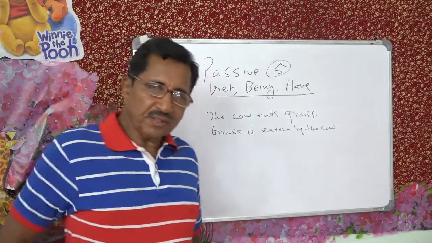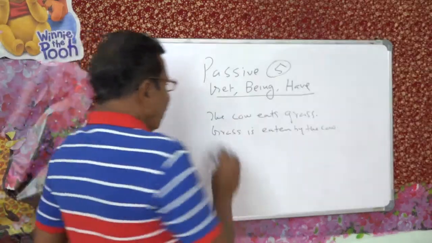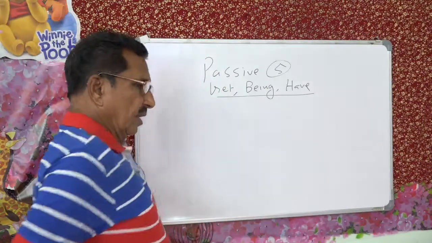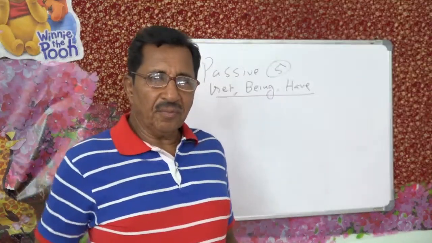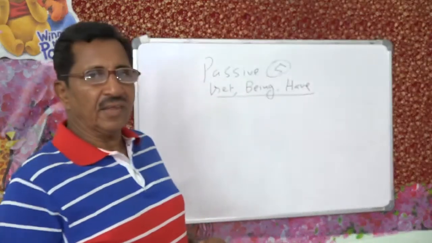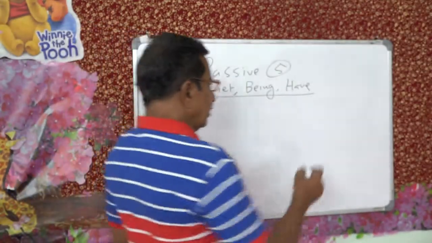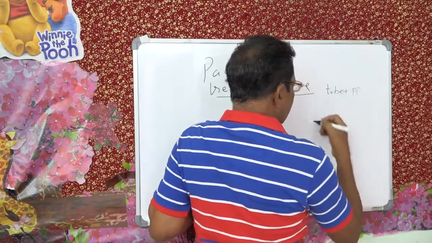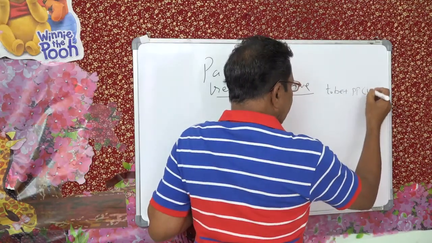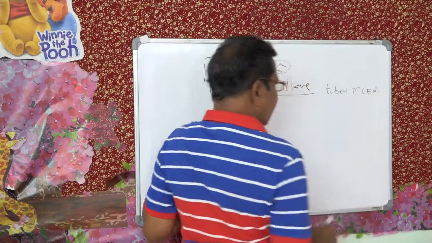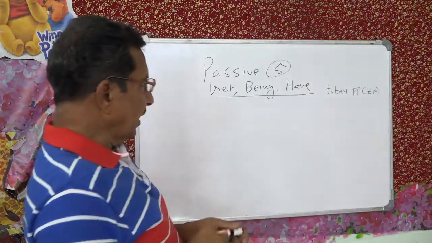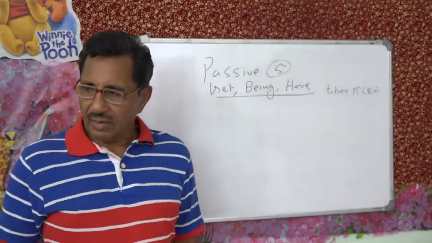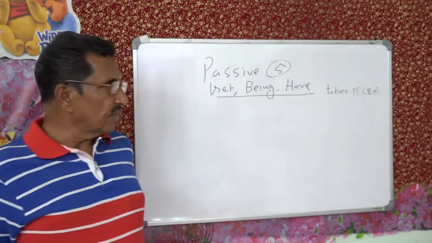So there is always a form of be in the passive. So the basic principle of passivization, if you want to put it like that, is to be plus past participle, or to be plus en. En represents past participle. Understand? Now you are going to have another passive with get.